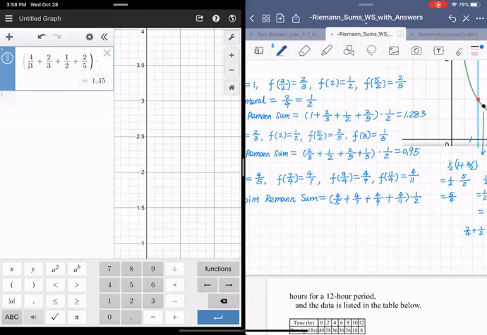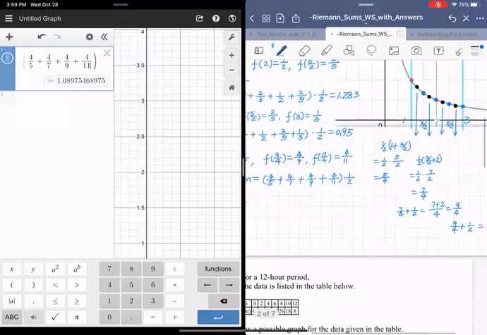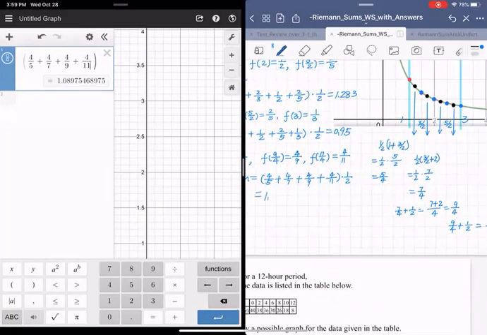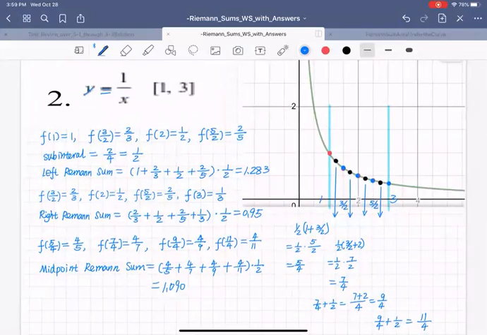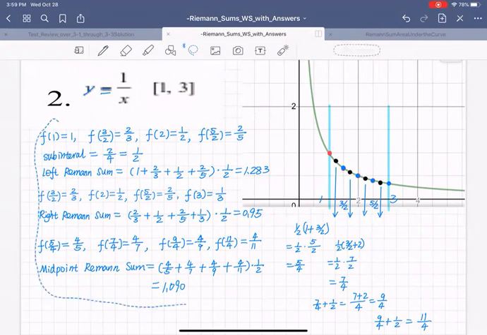4/5 plus 4/7 plus 4/9 plus 4/11. This gives me a value of about 1.0809. So we see these three values. We do notice that... Let me see if I can move this about.